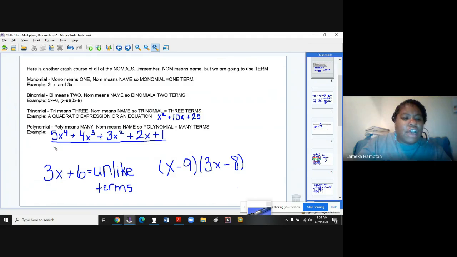All right. So I have 5x to the fourth plus 4x to the third plus 3x squared plus 2x plus 1. I cannot add any of these things together because they are all unlike terms. Okay, so I'm going to put an arrow there. Unlike terms, okay? So remember, a monomial has one term, a binomial has two terms, a trinomial has three terms, and a polynomial has many.